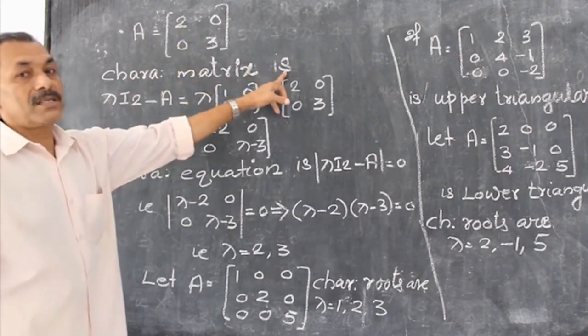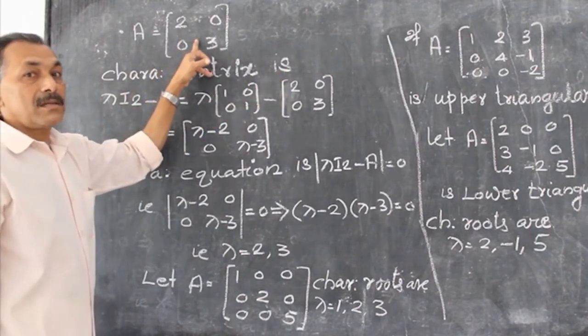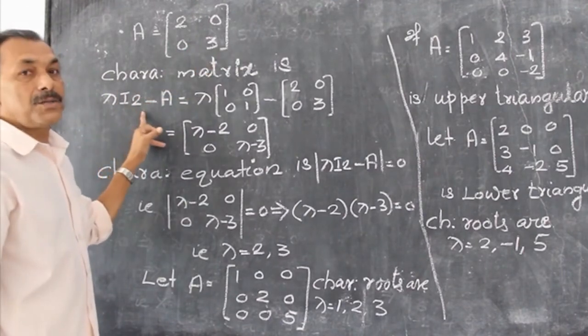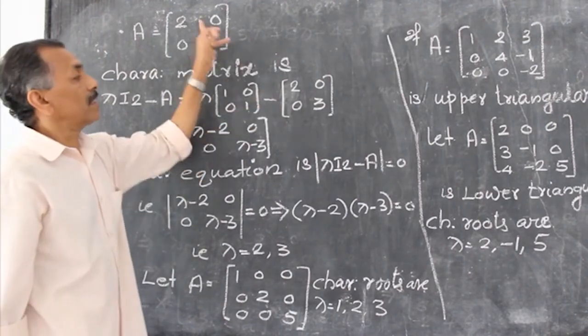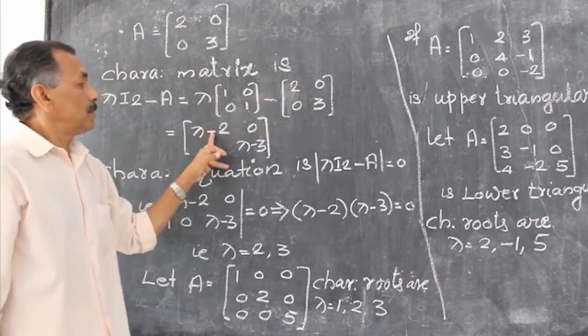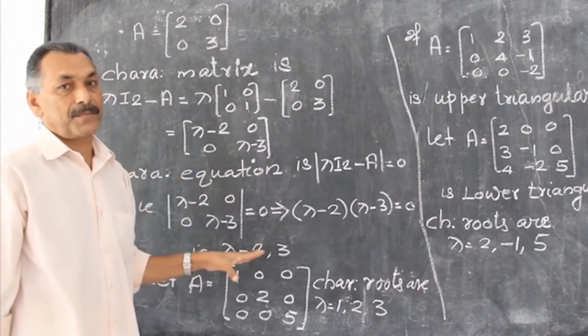What is the characteristic matrix? Lambda here, with a square matrix of order 2, is lambda I2 minus A. That is lambda times the identity matrix minus the given matrix capital A, which equals lambda minus 2, 0, 0, lambda minus 3. This is the characteristic matrix.